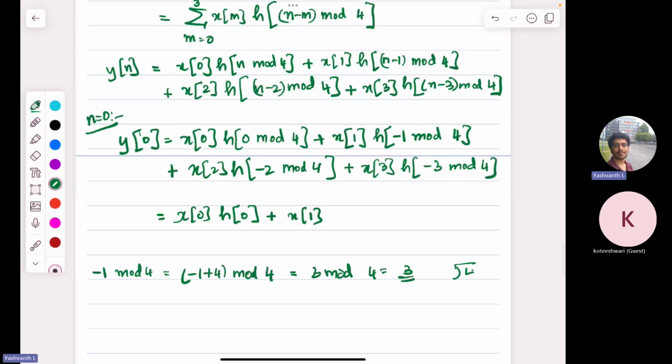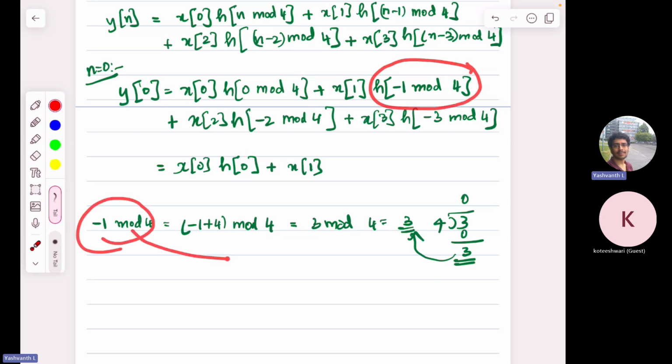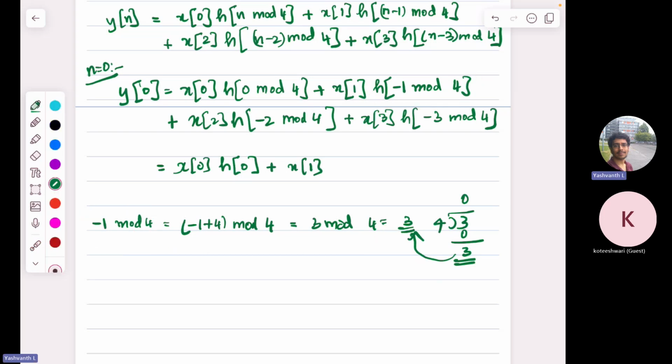Sorry, it's the other way, right? 3 mod 4. So what do you have? The remainder is 3. So that is basically equal to 3. Okay, so 3 mod 4 is equal to 3. Therefore, -1 mod 4 is equal to 3. So that is nothing but x of 1 into h of 3.